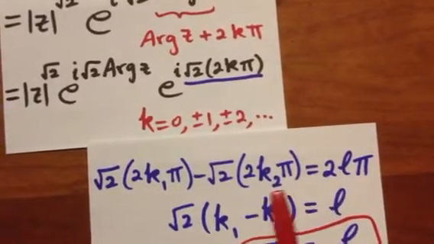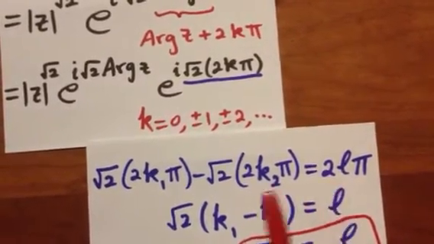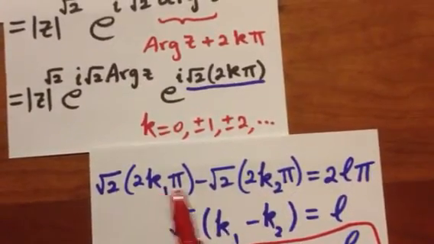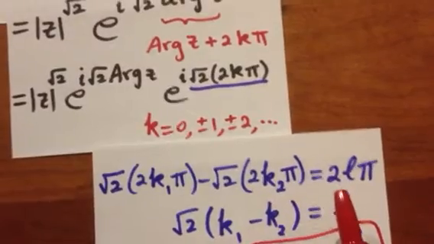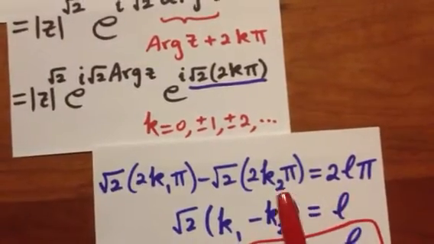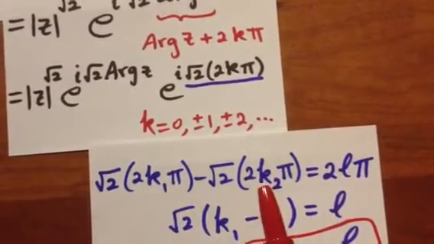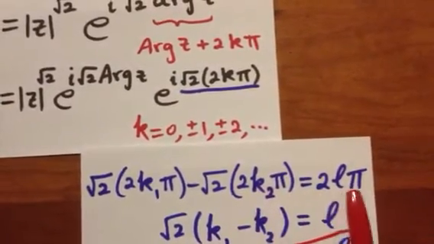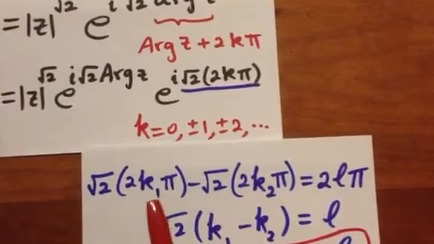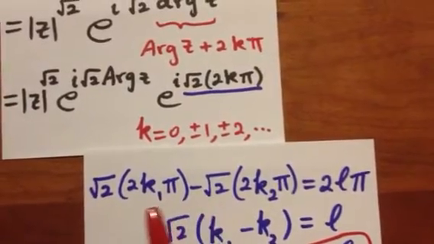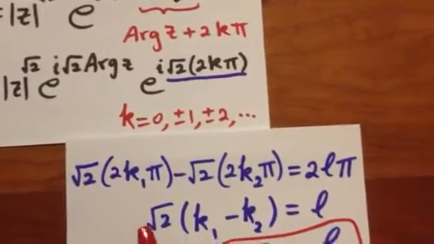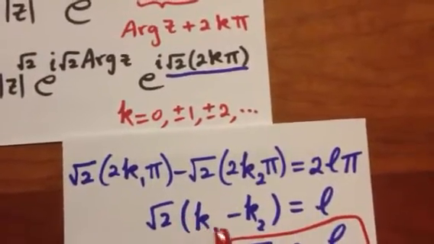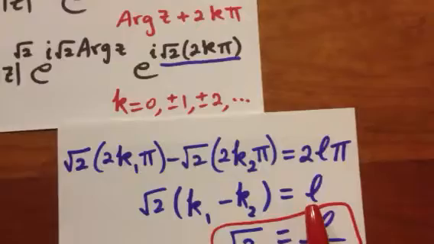Now, we want to prove that this is false. It's impossible. We cannot make these two arguments differ by a multiple of 2 pi for different k's. So let's see why. Divide both sides by 2 pi, and then factor out the square root of 2. We get this: square root of 2 times (k1 minus k2) equals L.